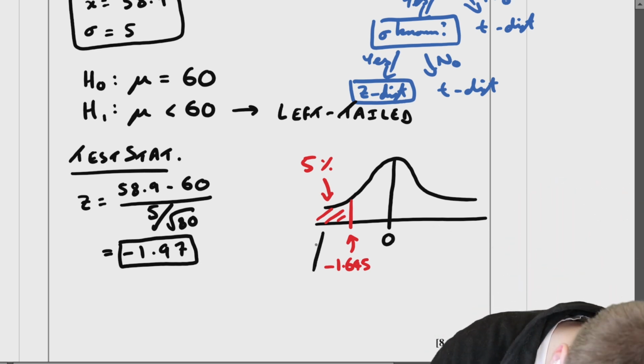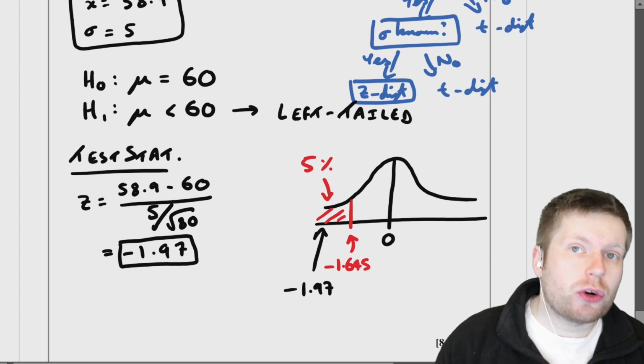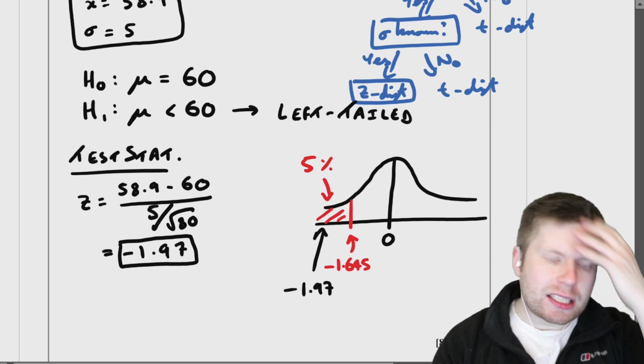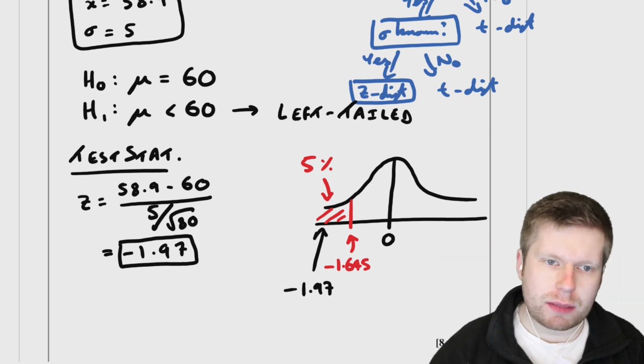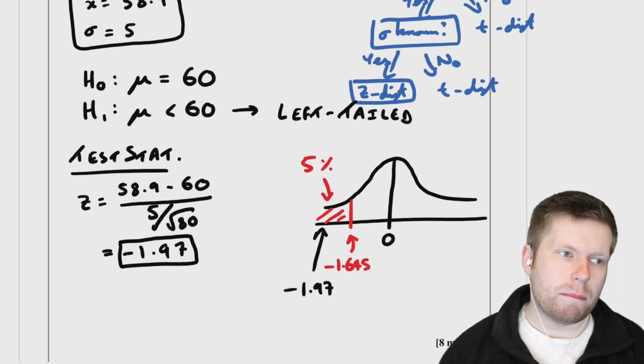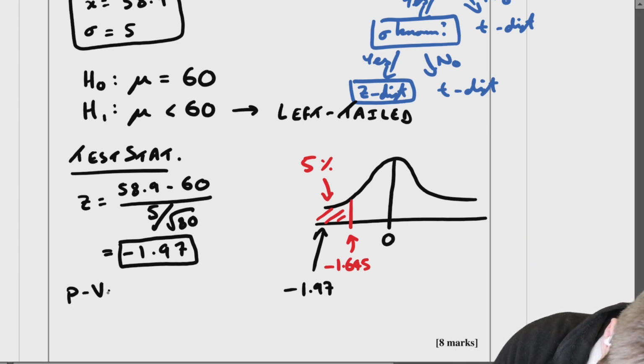On my graph, it lies here. So here's my test statistic, negative 1.97. In other words, it lies within that critical region. Therefore, there's evidence to suggest that I can reject the null hypothesis. In other words, people do tend to underestimate the 60-second time interval. But just to be sure, I'm also going to calculate the p-value as well, just to be complete.